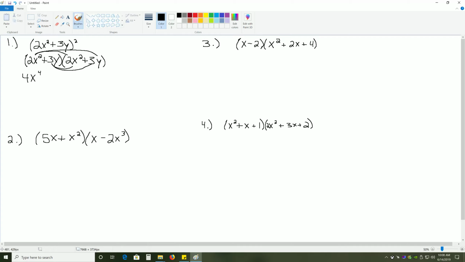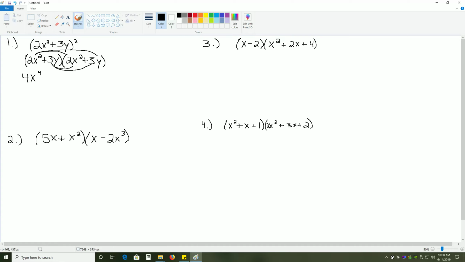So remember, you multiply your coefficients in front. 2 times 2 is 4. Then you keep your variable x, and you add your exponents of your variable. Whenever you're multiplying the same base, you add the exponent. So 2 plus 2 gives us x to the fourth.